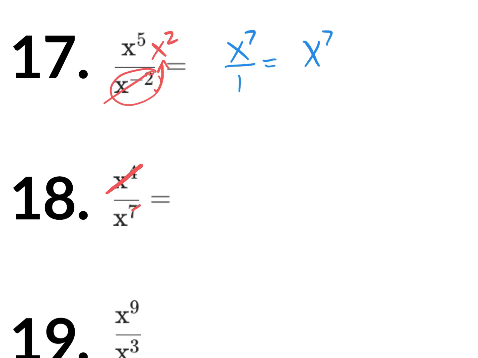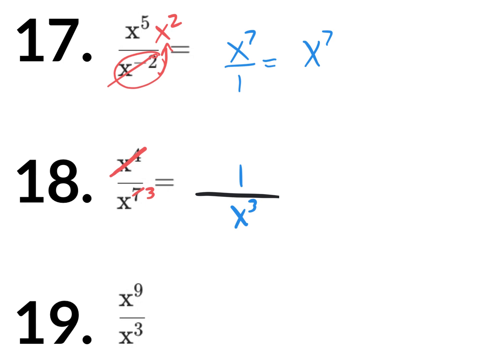They're gone with 4 of these 7. And notice I didn't go through the x because there's still 3 left over. So there's my answer. There's nothing left up on top, so I put a 1 up there. You have to put the 1 up on top when there's nothing left. On the bottom, you'll have x to the third. So there's your answer for number 18, 1 over x to the third. Let's move on.